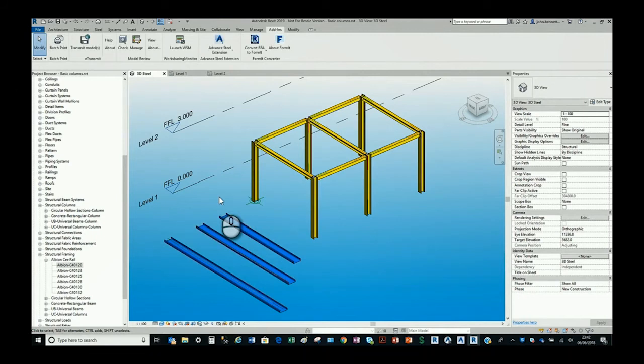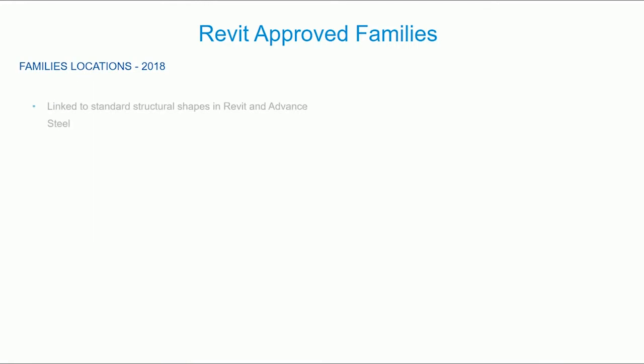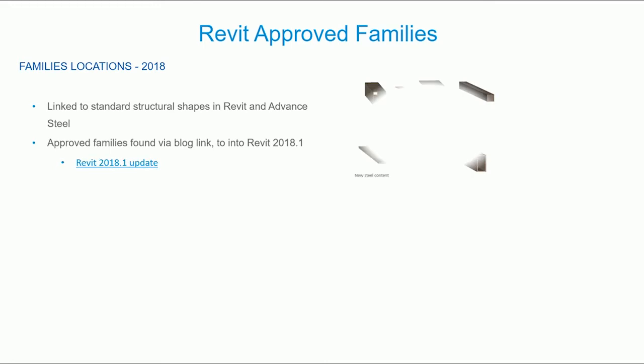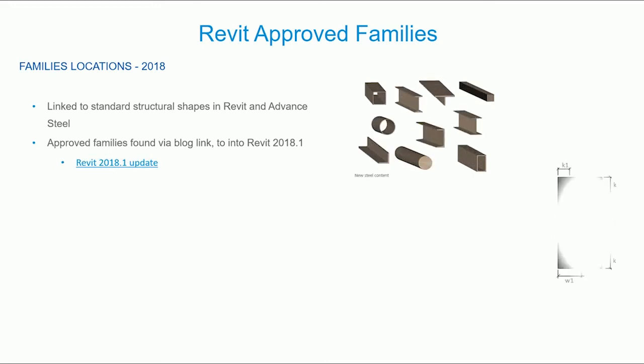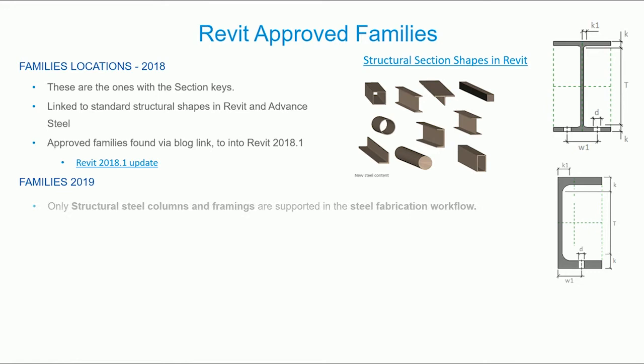So we sort of mentioned earlier on today about approved families. So what is an approved family? They were linked to a standard structural shape in Revit, and during 2018 they did release an update during the year to update the standard families, and it wasn't easy to find. It didn't put it in the same place.